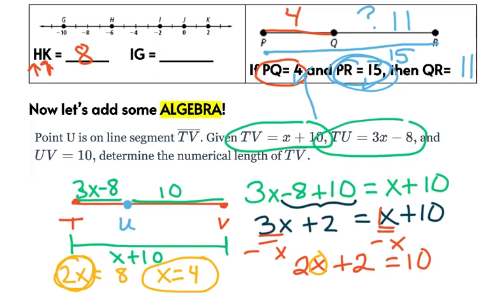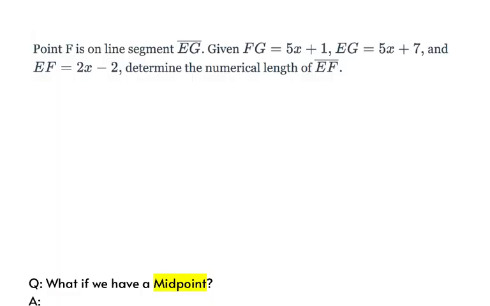Maybe we should try checking it. Let's put a 4 in for our x. We would have 3 times 4 is 12 minus 8, which is 4. So this length right here is 4. This one's 10. And look at the whole way across, 14. So it all works out. Easy peasy mac and cheesy. So again, I would have you pause this video and go try this one on your own, remembering to draw that picture first.